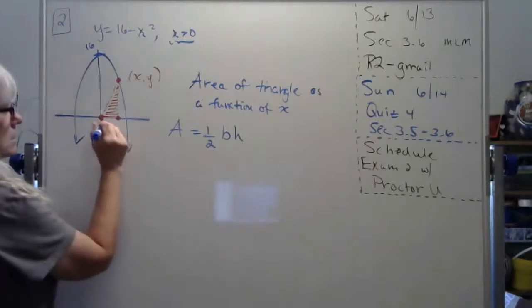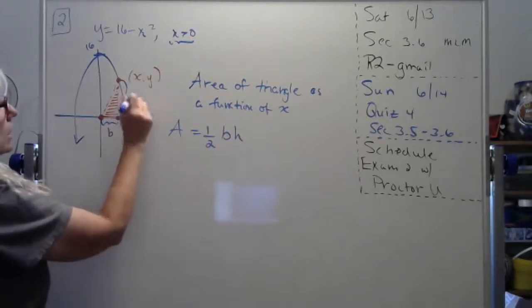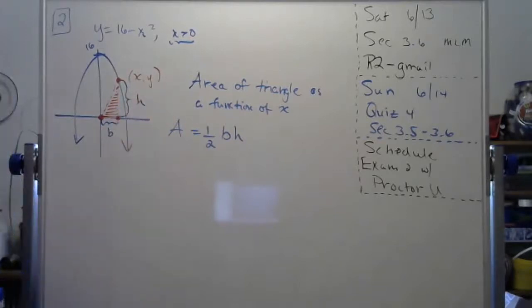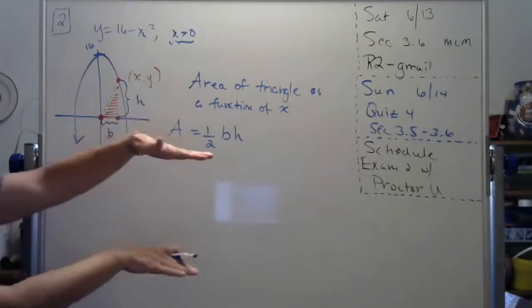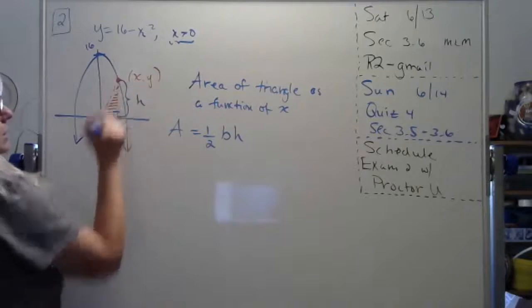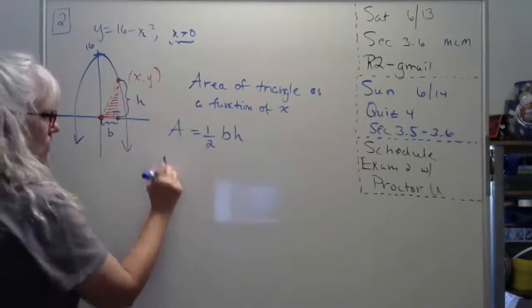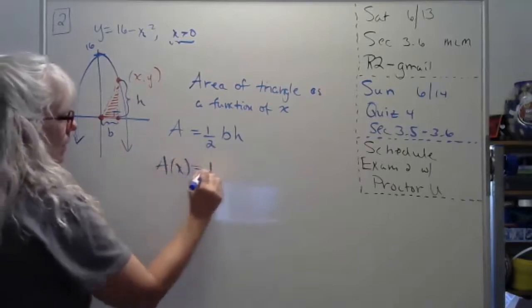Well, this little distance in here is going to be our base. This distance over here is our height. And for a triangle, the height is always the perpendicular distance from the bottom to the top. And so because this is a right triangle, we know that this is the bottom and this is the top. Well, that's great, but we need it all in terms of x. So let's take it one step at a time. I'm going to keep the 1/2.